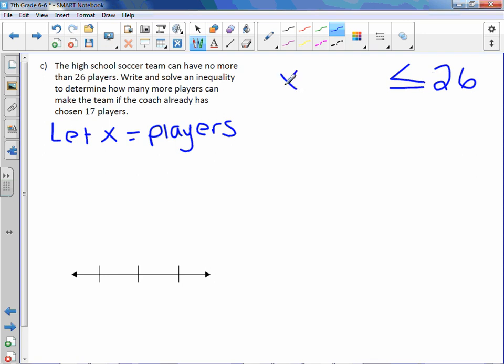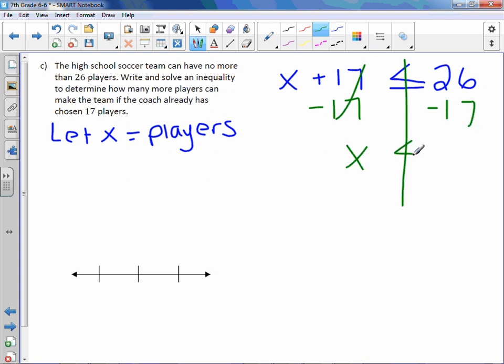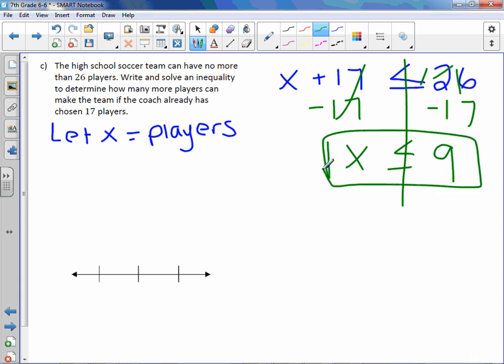So we have x players plus the 17 already chosen. Let's subtract 17 from both sides. We get x less than or equal to 9. So let's graph 9 in the middle, 10 on the right, 8 on the left. Remember, when you're graphing, it must go in numerical order left to right. So it is a closed circle on 9 because of this bar right here.